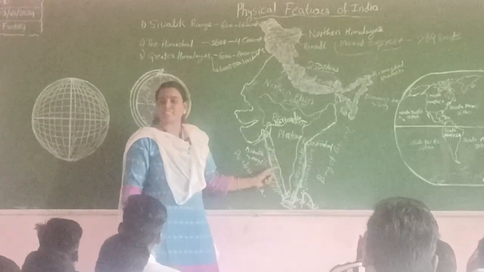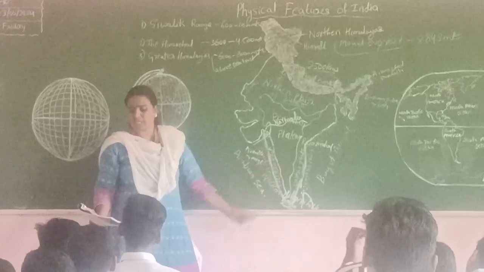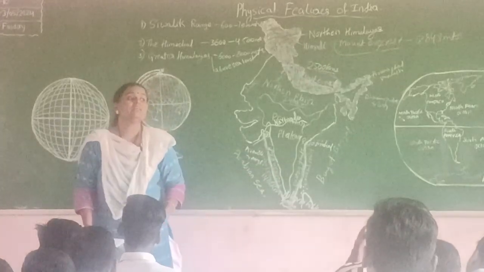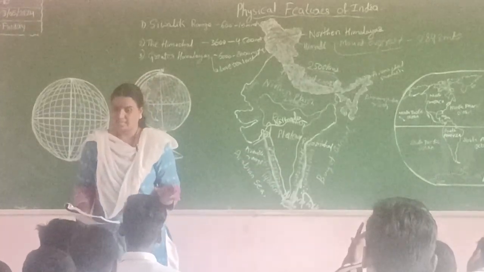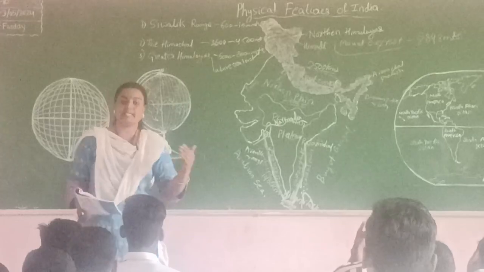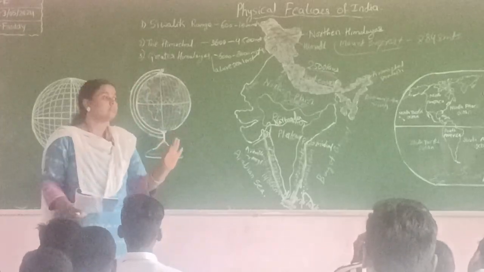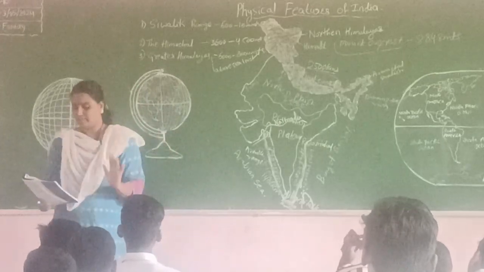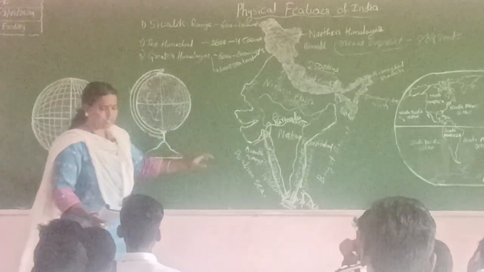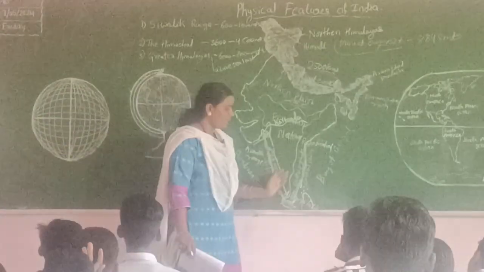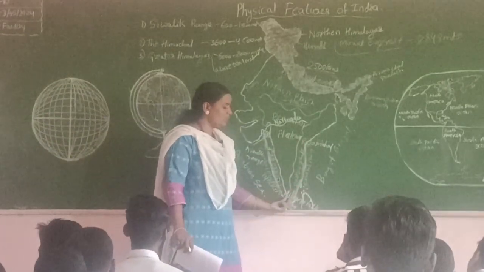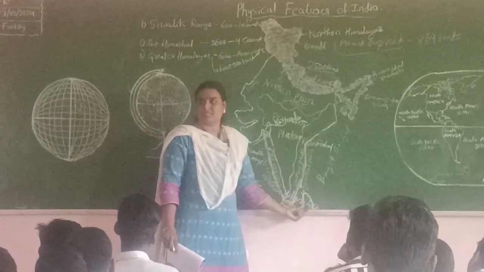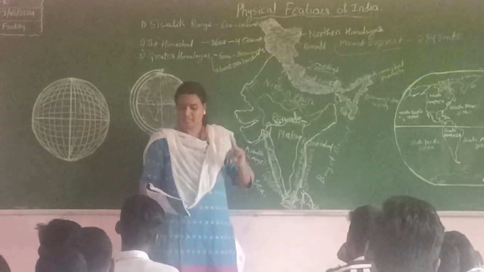This is the highest peak in the Western Ghats. Annamudi Hills' height is about 2665 meters. And I told you, both the Western Ghats and Eastern Ghats join at the Nilgiri Hills. Keep it in your mind, Nilgiri Hills.